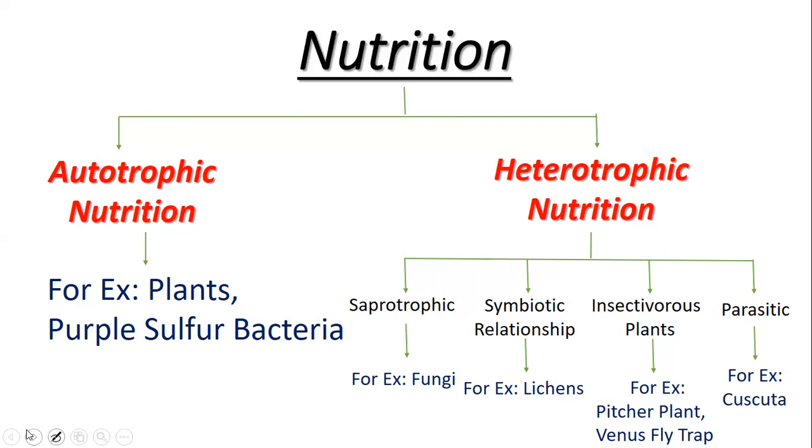Then insectivorous plants. The plants that feed on insects due to their lack of nitrogen are known as insectivorous plants, for example pitcher plant and Venus flytrap. Now, parasitic nutrition. The relationship between two organisms in which only one gets the profit is known as parasitic nutrition, for example Cuscuta. Now we'll study all four types of heterotrophic nutrition and autotrophic nutrition in a detailed way.